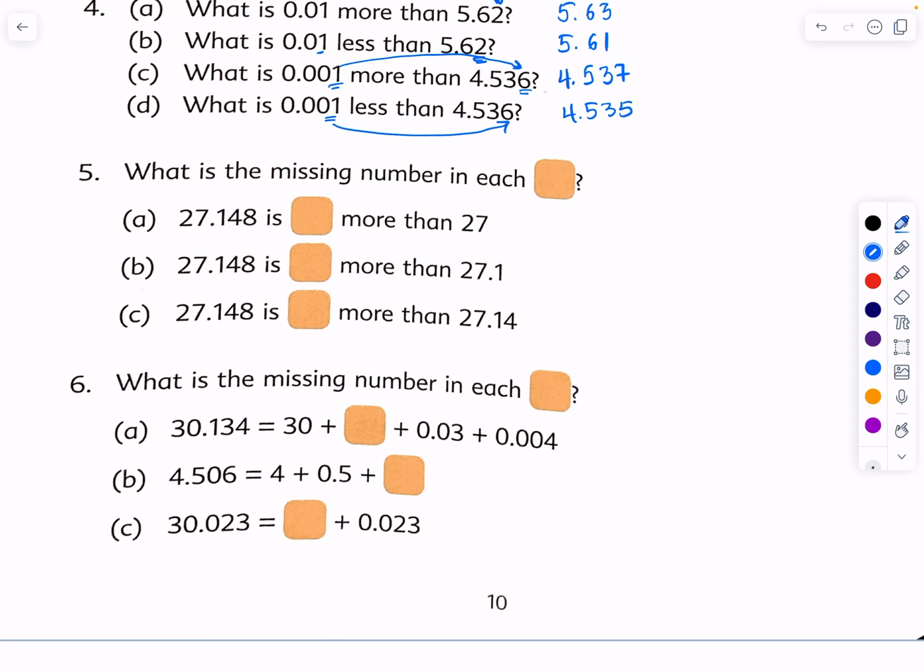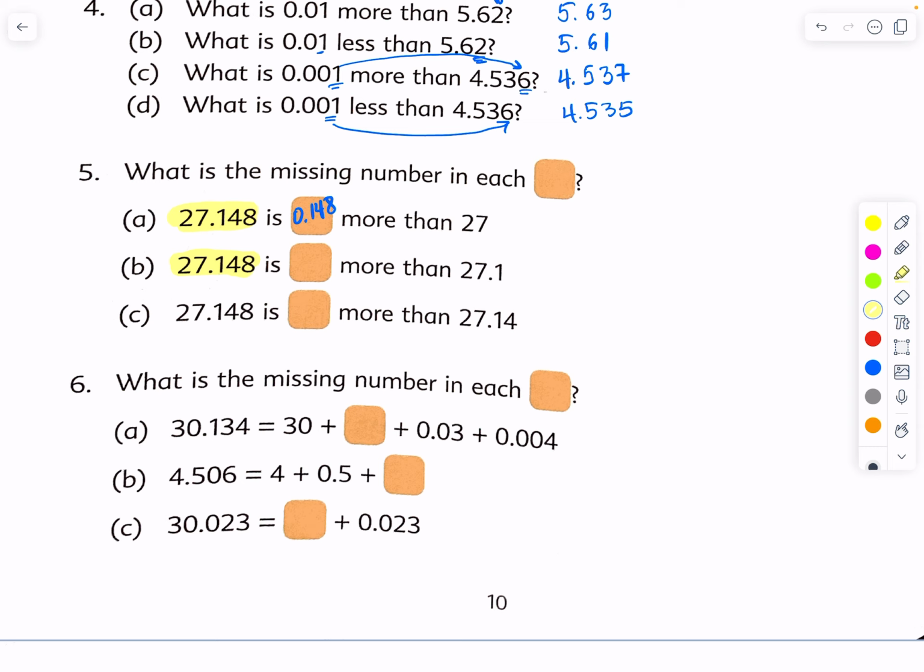Let's continue with place value. What is the missing number in each of the blank orange spaces? I'm going to read the numbers because it's very important to learn to read them correctly. 27 and 148 thousandths is blank more than 27. Well, I hope you see by place value that it's 0.148 more.